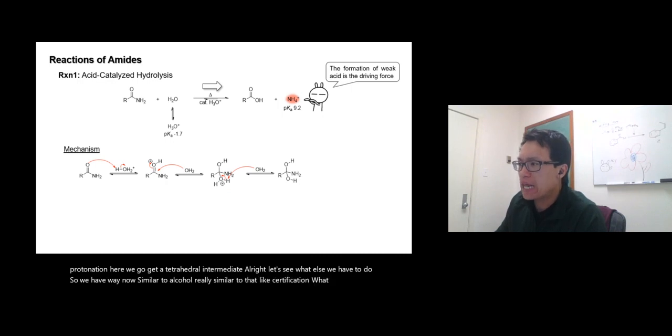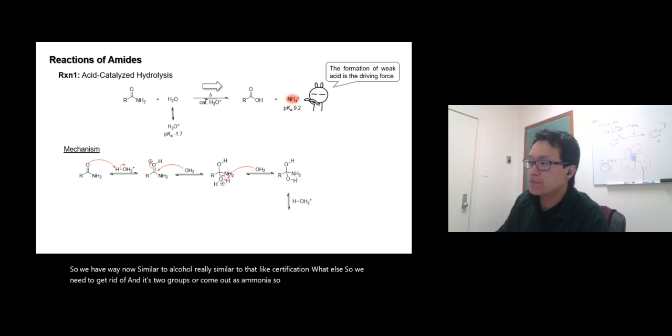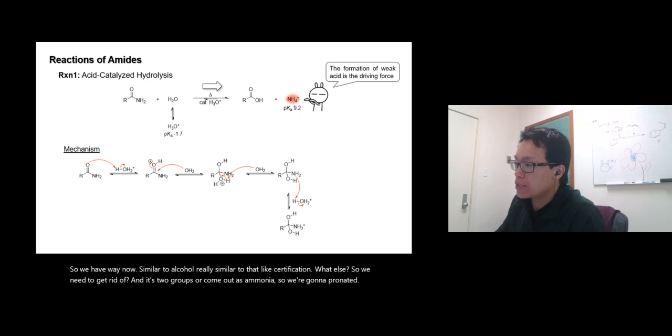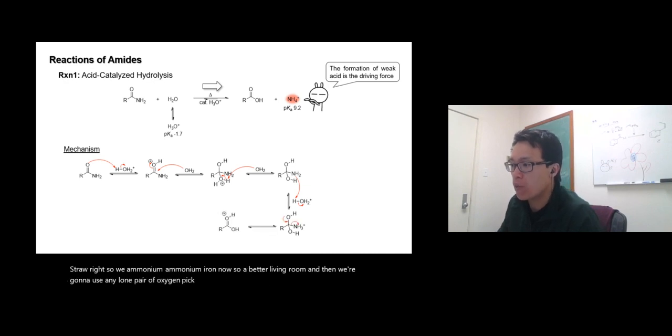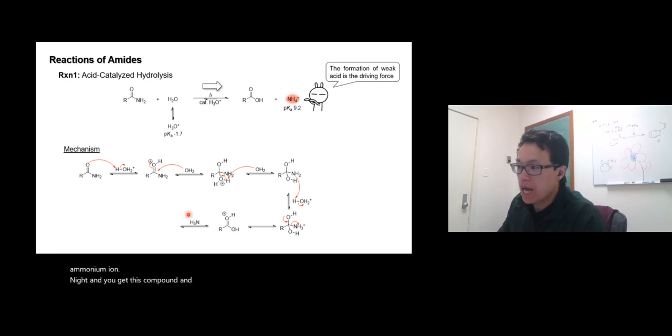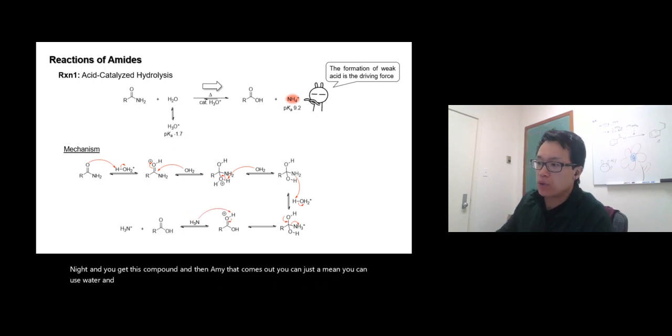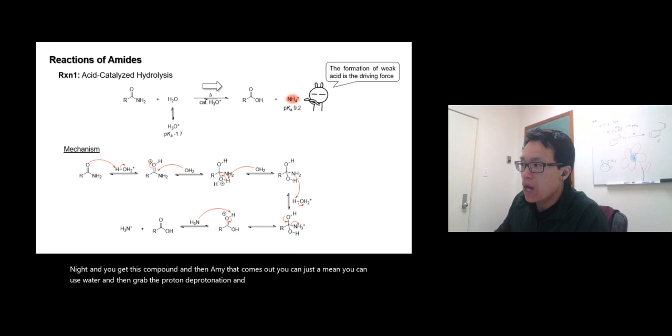What else? So we need to get rid of the NH2 group, so it will come out as ammonia. So we're gonna protonate it. Ta-da! All right, so we're an ammonium ion now, so a better leaving group, and then we're gonna use any lone pair of oxygen. There are 4 total. Pick one. Kick out the ammonium ion. All right, and you get this compound, and then the amine comes out. You can use amine or water to grab the proton, deprotonation, and you get ta-da right here.